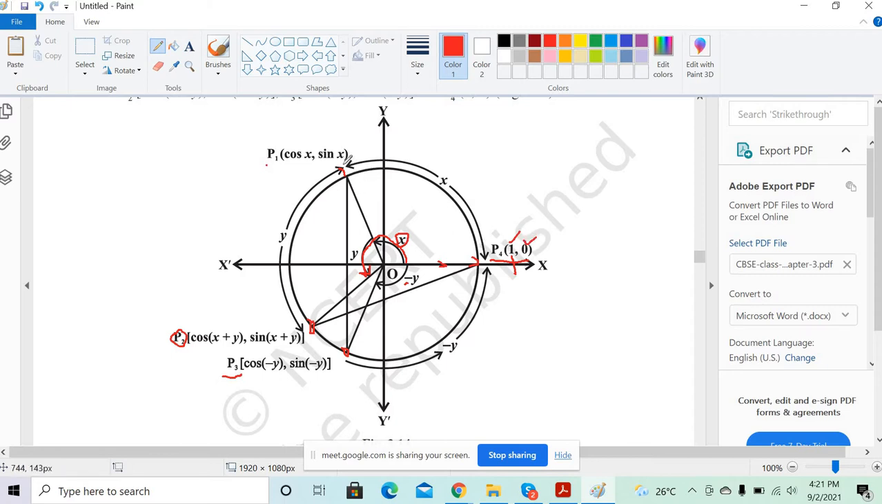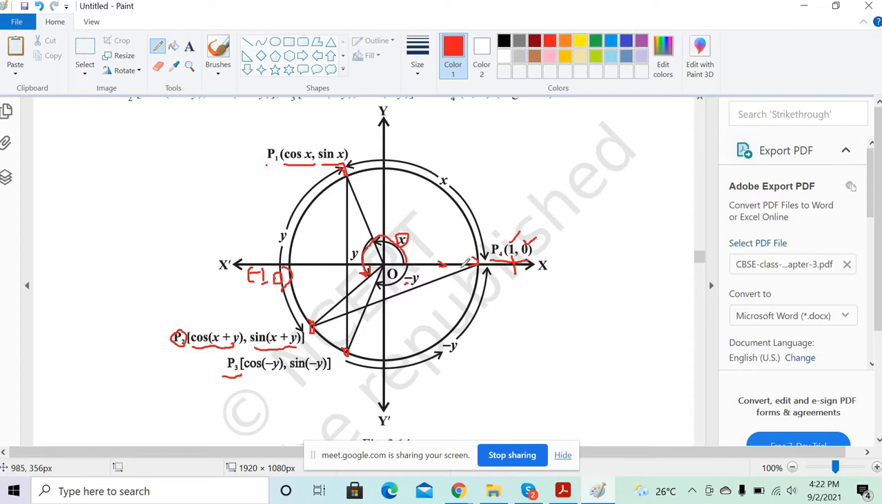Now what will be the coordinate here? On the x-axis, whatever the angle is, that will be cos x, and the vertical axis is sin x, correct? Yes, sir. So this coordinate is cos x comma sin x. At this point P2, the angle is x plus y, so the x coordinate will be cos(x plus y) and the y coordinate will be sin(x plus y), isn't it? Yeah. Because when you come here, it becomes minus 1 comma 0.